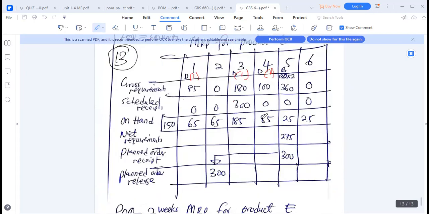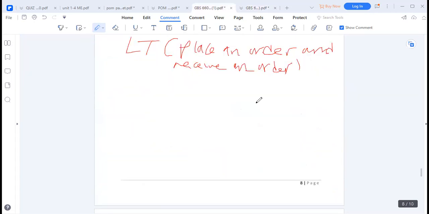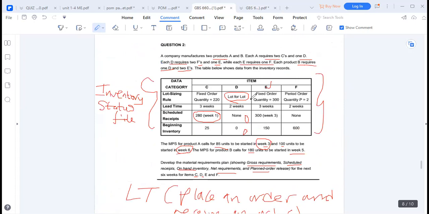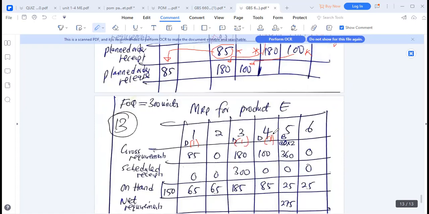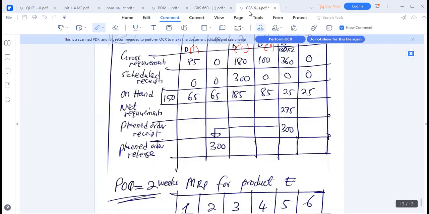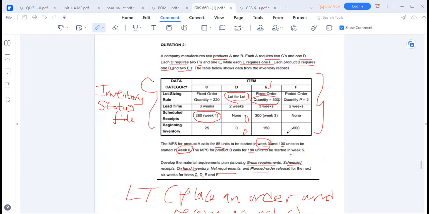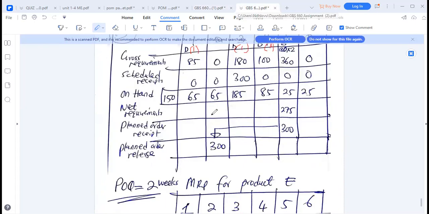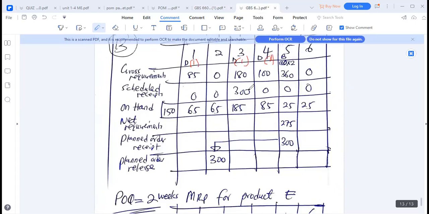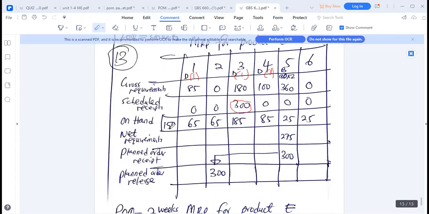And then the lot sizing rule that is used here for E is fixed order quantity of 300 units. You order 300 units regardless of requirements. So with the opening stock, we have to check for opening stock here. We started with 150 units, and then the scheduled receipts is 300 units in week 3. So meaning that we have to take account of these ones that we are given. So week 3, the scheduled receipts on hand is 150. So week 3, 300 units for E, 150 plus 0.